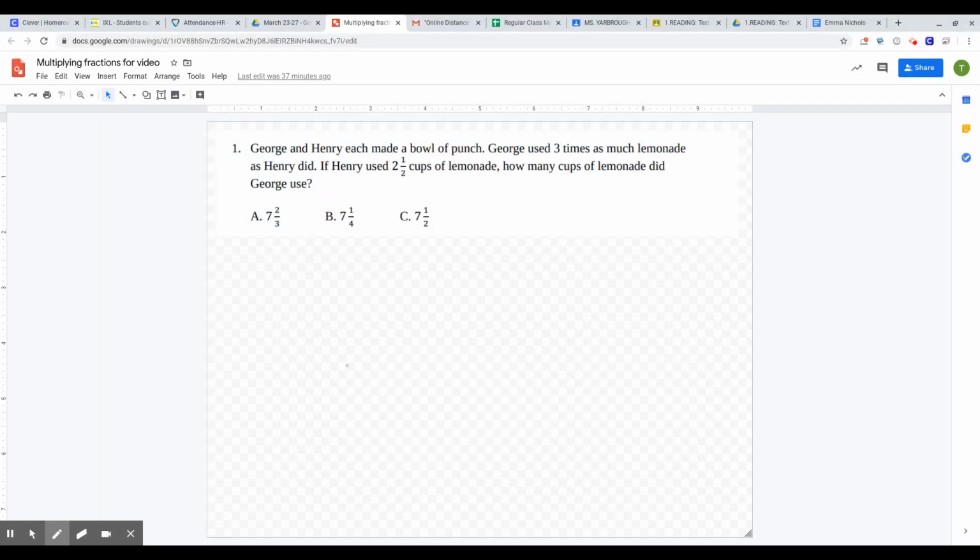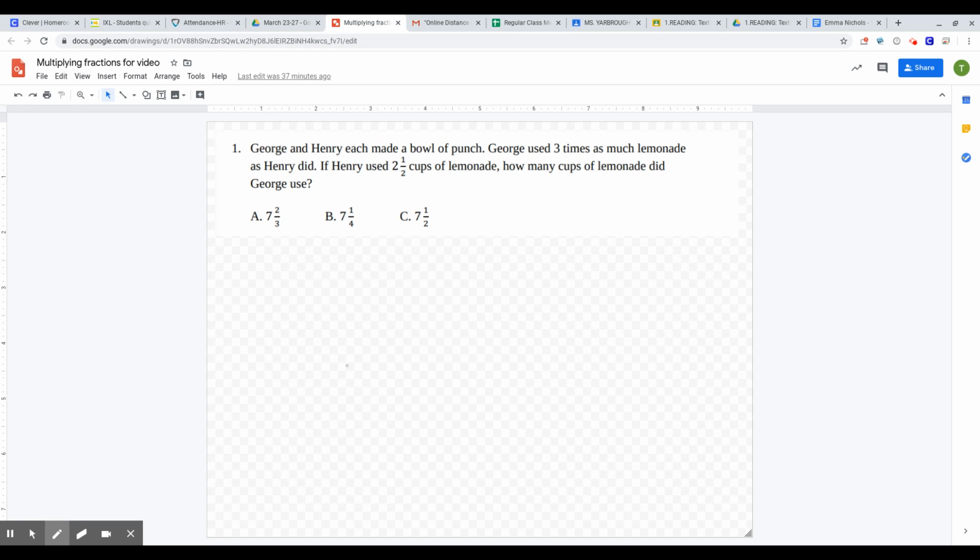Let's practice a little bit with multiplying fractions and mixed numbers. This question says George and Henry each made a bowl of punch. George used 3 times as much lemonade as Henry did. If Henry used 2½ cups of lemonade, how many cups of lemonade did George use?